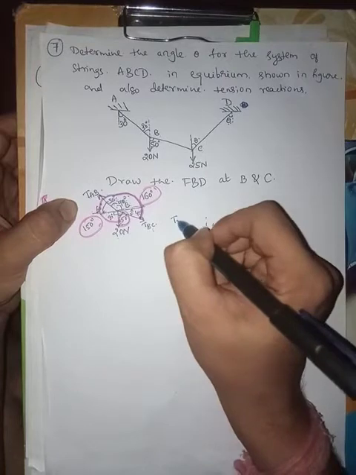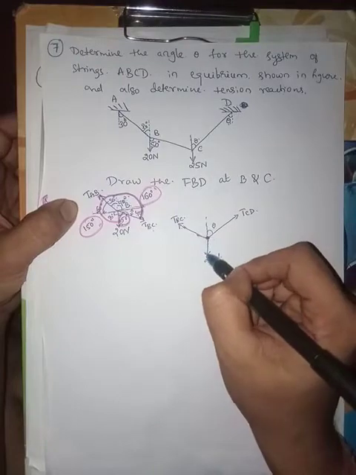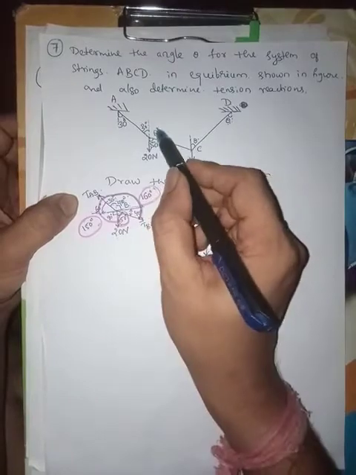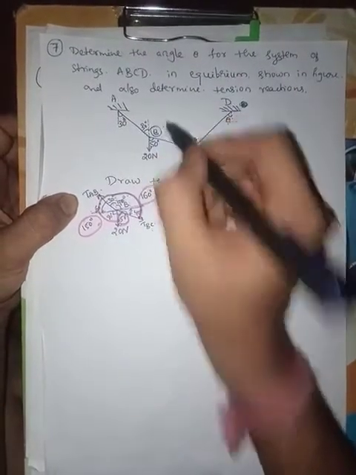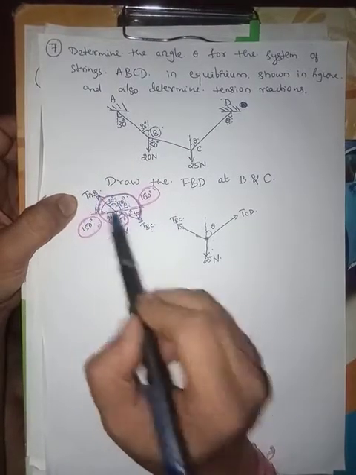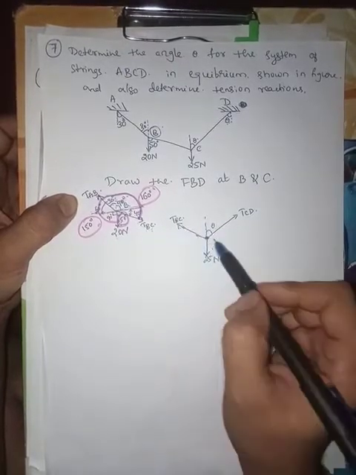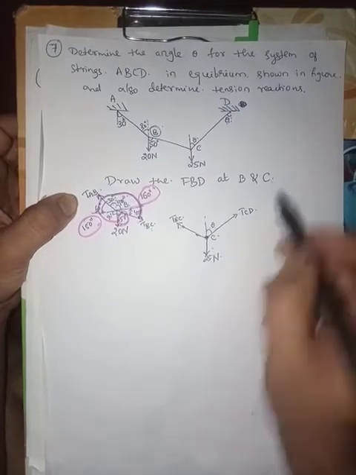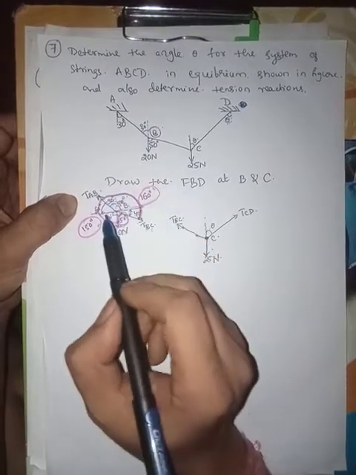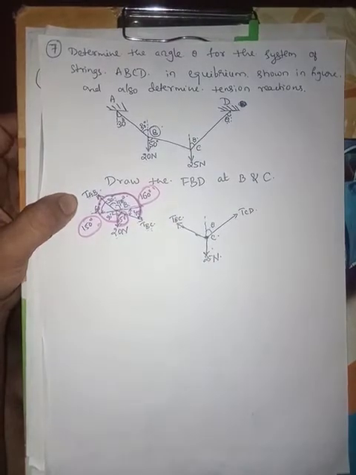Angle is TBC. Okay, first for point B, we will apply Lami's theorem and find the tensions TAB and TBC, and then apply this TBC in the free body diagram at C. So first we will solve the free body diagram of B and find out the tensions TAB and TBC by applying Lami's theorem.